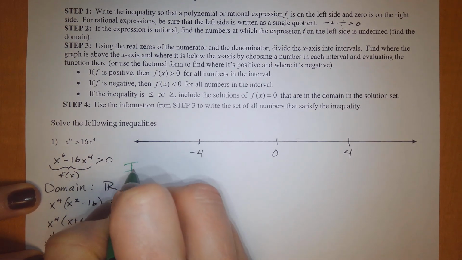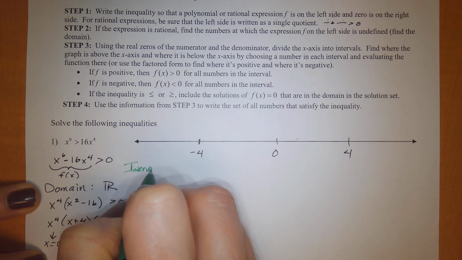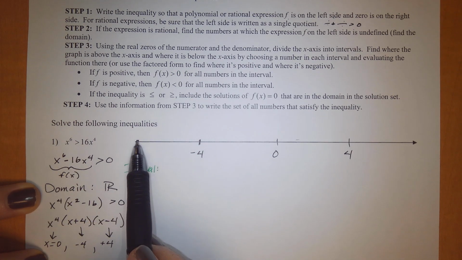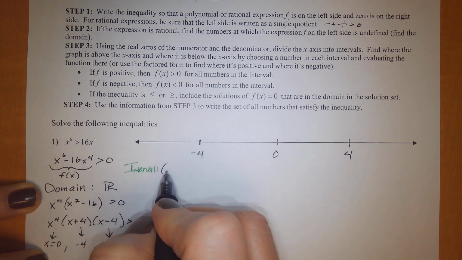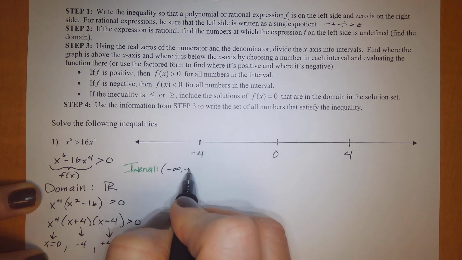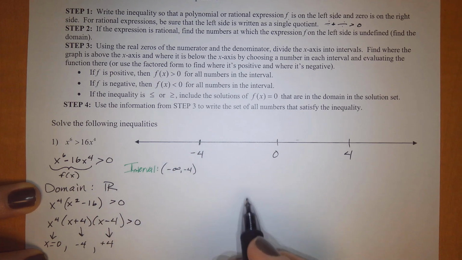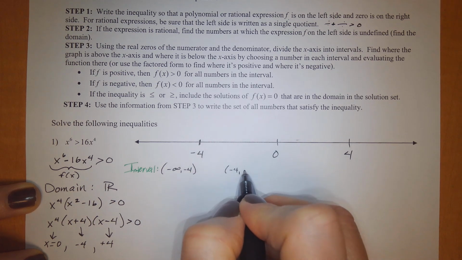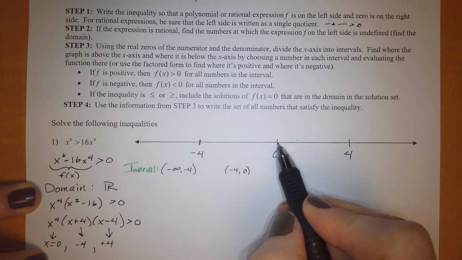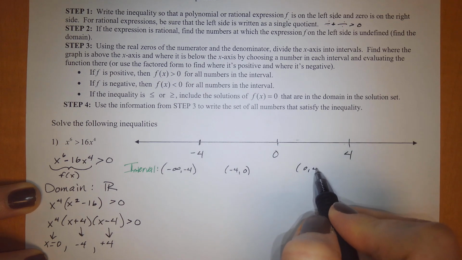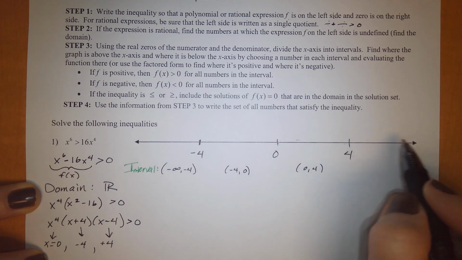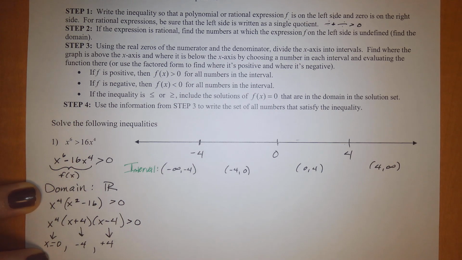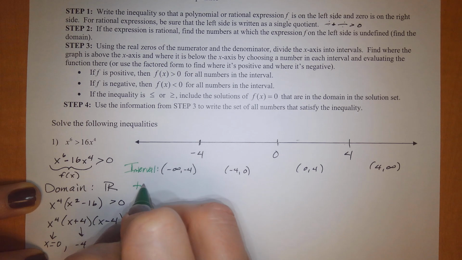So the first interval that we're going to be looking at is this interval right here, which is from negative infinity to negative 4. Then this interval would be from negative 4 to 0. This interval will be from 0 to 4. And this interval will be from 4 to infinity. Then we're going to use the test point.